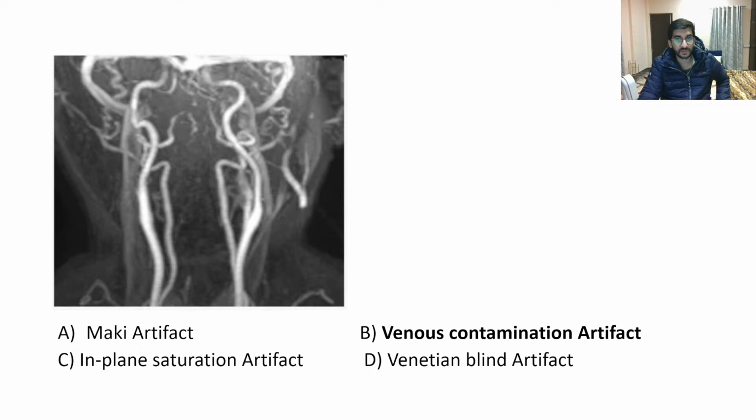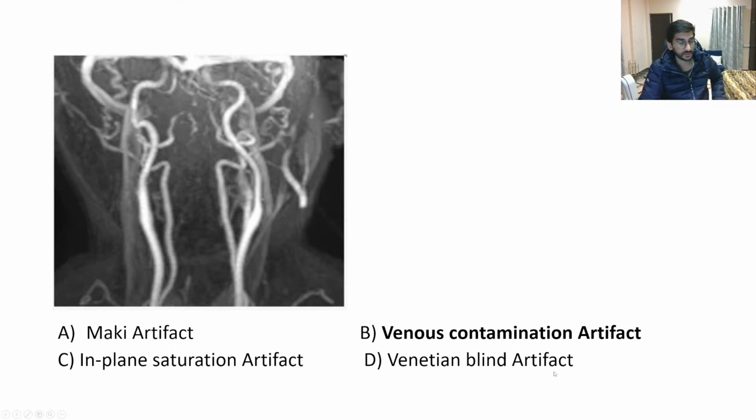Usually in TOF, there is an inflow phenomenon. The blood comes in and gives the signal. But if all the blood is in the horizontal plane, or in the same plane, it gets saturated due to the saturation pulses, which saturate normal tissue also. So if the vessel is not perpendicular, but parallel to the imaging plane, or parallel to the saturation field, it will not take up this inflow phenomenon, and there will be a flow void. That is the in-plane saturation artifact.